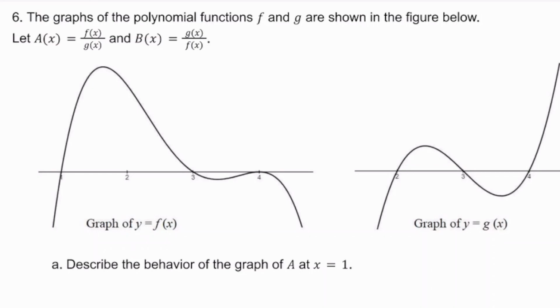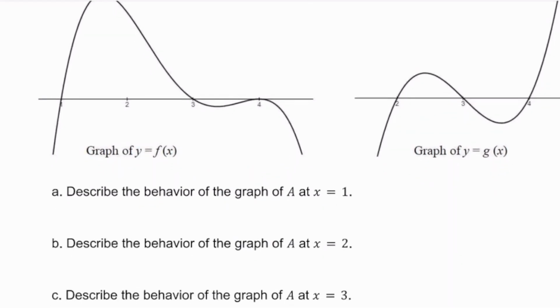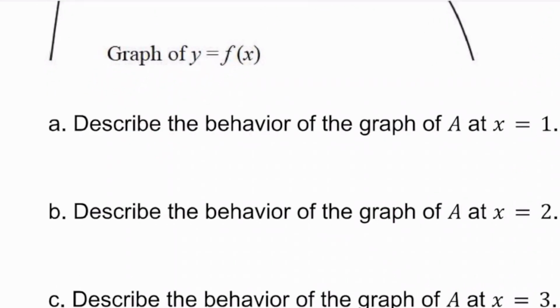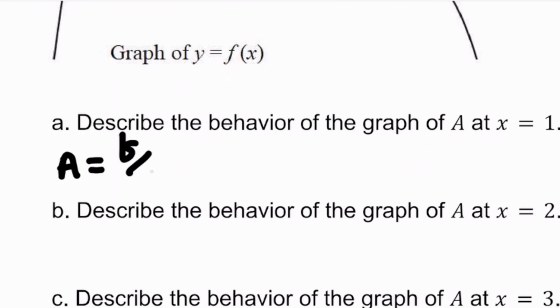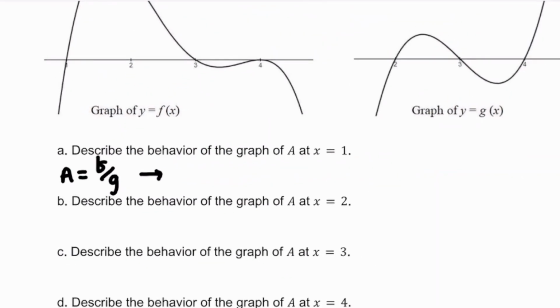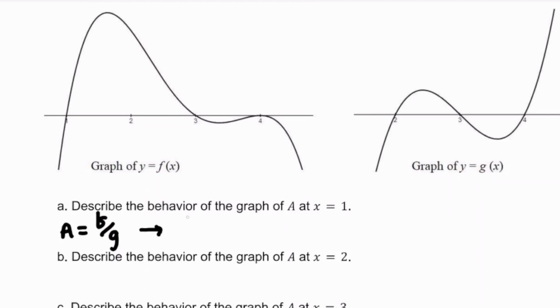Okay, a is going to be f divided by g, and b is going to be g divided by f. All right, so the behavior of the graph of a at x equals 1. A, which is f divided by g, I'm just going to double check that, make sure I don't do all of them the wrong way. F divided by g. All right, at x equals 1, what's happening to f? At x equals 1, f is going towards 0. And at x equals 1, I've got to assume g is going to be negative, right? Looks like a third degree polynomial, looks like it's going down forever. 0 divided by a negative number is going to equal 0. Okay, so I'm going to say that a has a 0 at x equals 1.